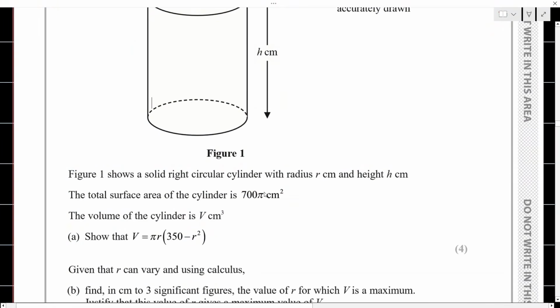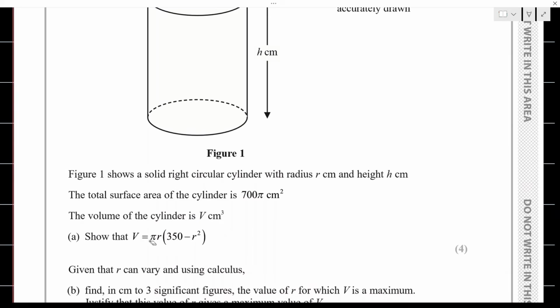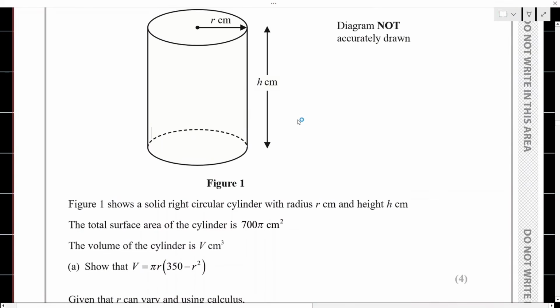Now, it is also said that the volume of the cylinder is V centimeter cube. In part A, we have to show that V is equal to pi r into 350 minus r square. So we have to find an expression for our volume in terms of r, the radius.